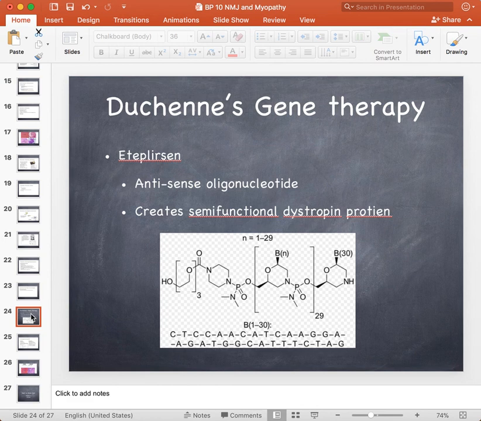So in practical effect, Dr. Sitt, I appreciate how you describe this, it takes someone with Duchenne's and kind of turns them into someone with Becker's. Is that a fair way to look at it? Yeah. Okay.